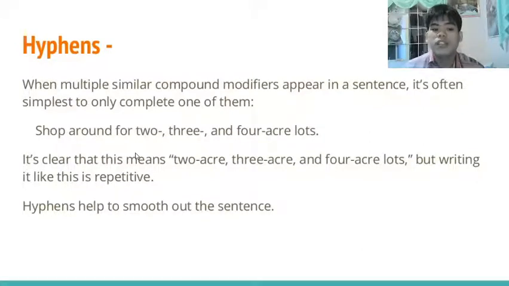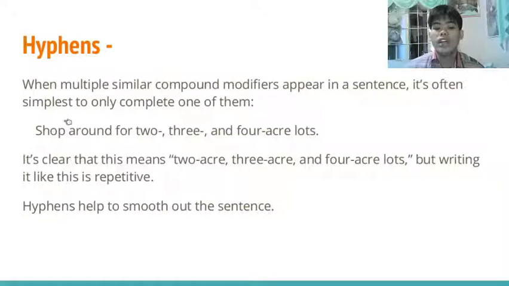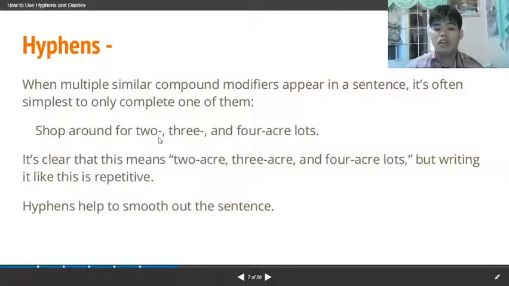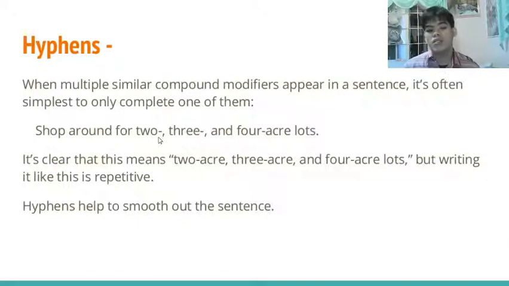So, when multiple similar compound modifiers appear in a sentence, it's often simplest to only complete one of them. For example, shop around for 2-, 3-, and 4-acre lots. It's clear that this means 2-acre, 3-acre, and 4-acre. But writing it out fully is repetitive. Hyphens help to smooth out the sentence. So, if it will have a similar pattern, we can just use the hyphen. Remember, we also do this in writing as well.